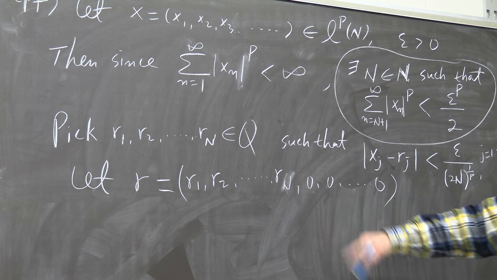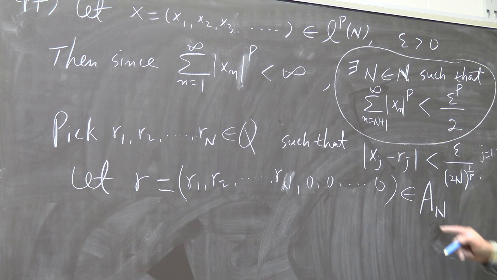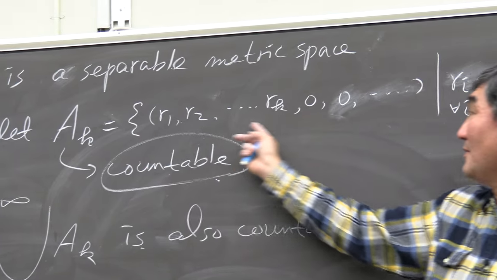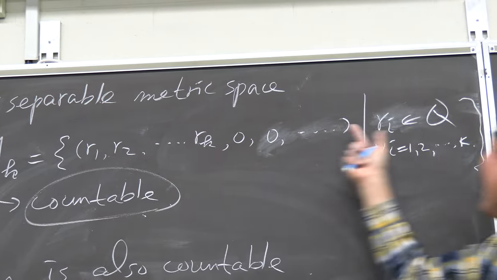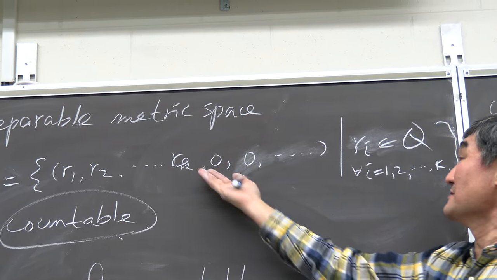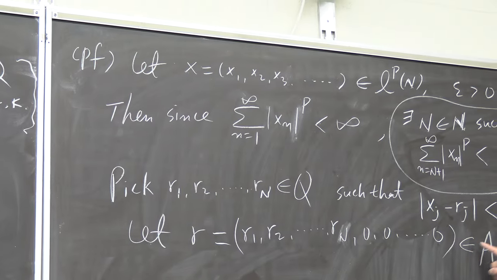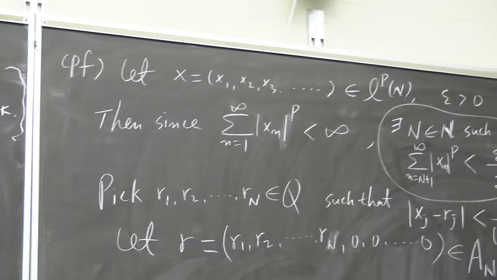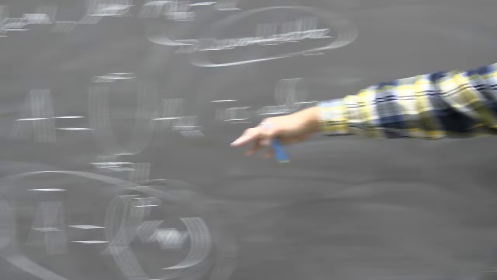Then this sequence R is definitely in where? In A sub capital N. What is the definition of A sub capital N? A sub capital N is the collection of all those real sequences such that the first capital N terms are arbitrary rational numbers and zeros afterwards, right? So this sequence we have set up here is an element in A sub capital N, which is of course a subset of our capital A.